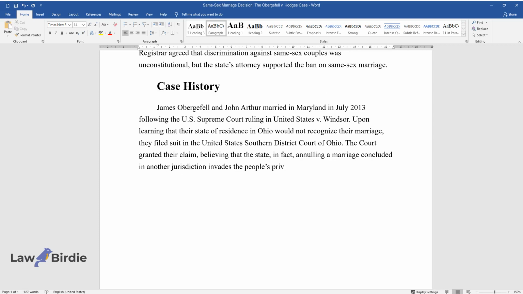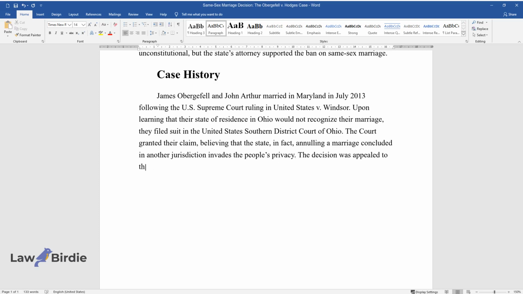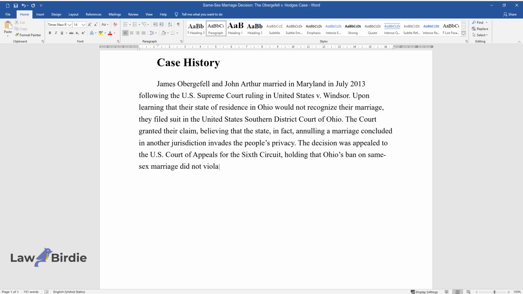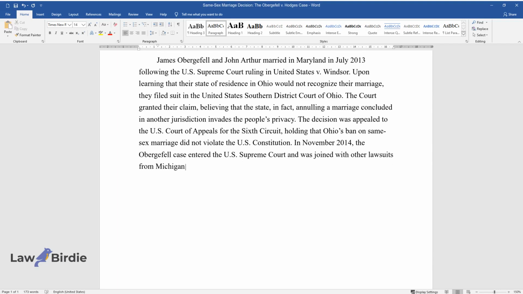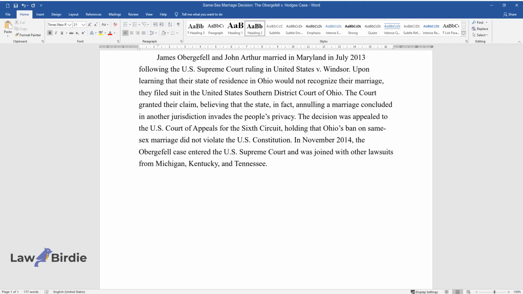The decision was appealed to the U.S. Court of Appeals for the Sixth Circuit, holding that Ohio's ban on same-sex marriage did not violate the U.S. Constitution. In November 2014, the Obergefell case entered the U.S. Supreme Court and was joined with other lawsuits from Michigan, Kentucky, and Tennessee.